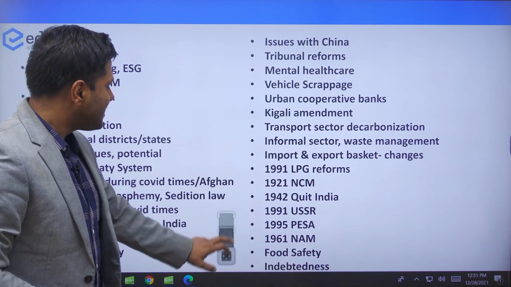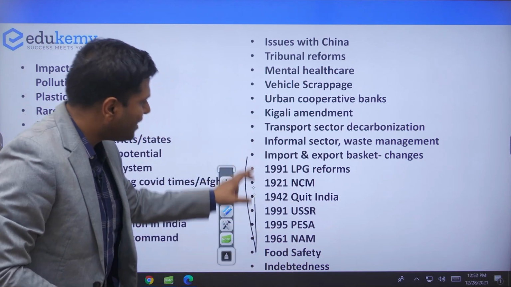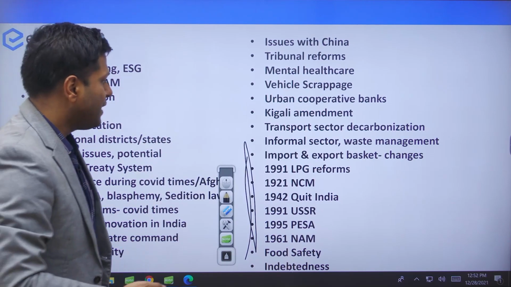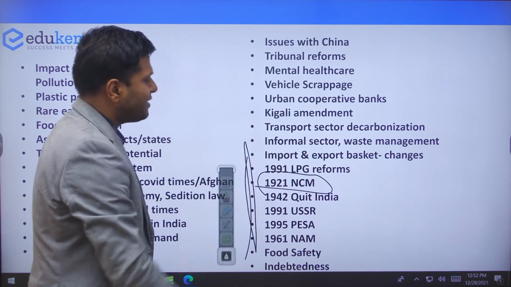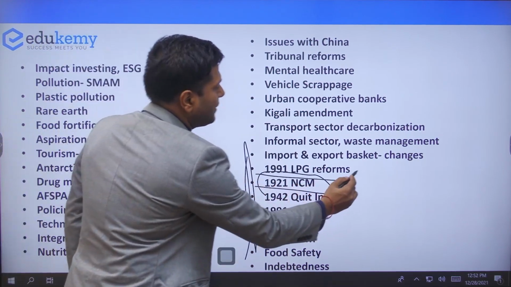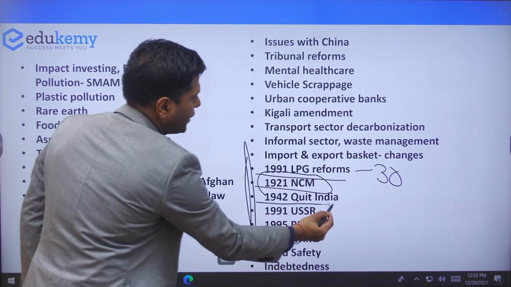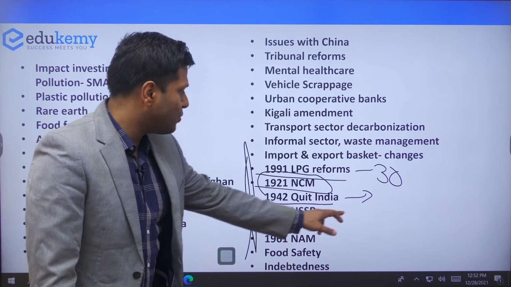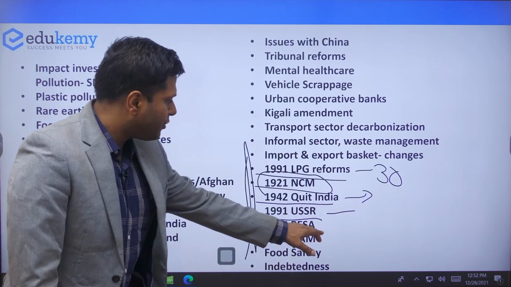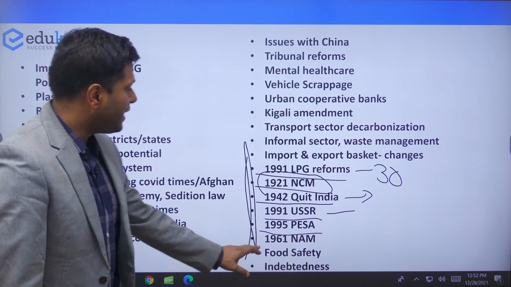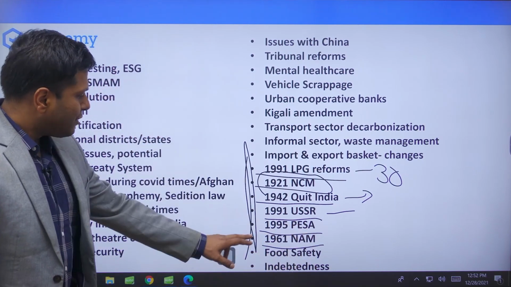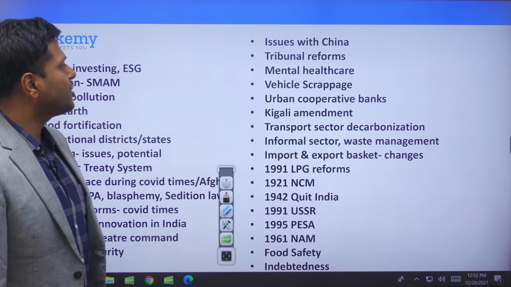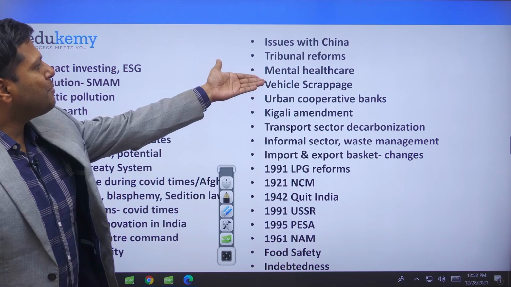And tourism. Similarly, there are some other important things that have been used because it has formed silver, golden jubilee, or 100 years, centenary. So centenary of non-cooperation movement, 1921, 1991 LPG reforms, 30 years, 1942 quit India, almost 80 years, 1991 USSR breakdown, 30 years, 1995-96 PESA Act, 25 years, 1961, 60 years of NAM, right? Along with that, indebtedness of people, Kigali Amendment to the Montreal Protocol, vehicle scrappage policy, mental health care, tribunal reforms, issues with China.